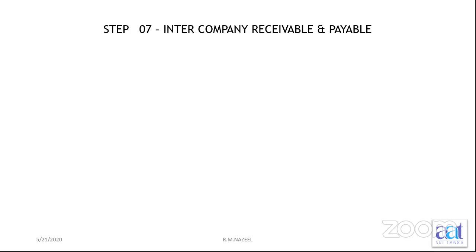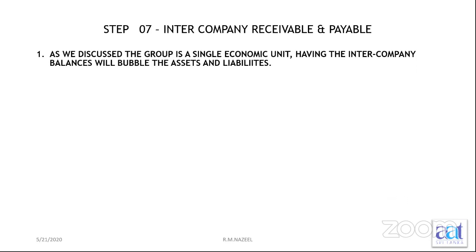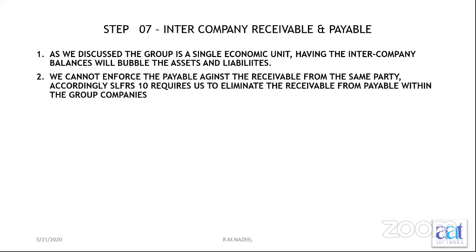So in consolidated accounts, when you prepare them, you don't have two entities. Without having two entities, you can't enforce the payment. That is the rule. As discussed, the group is a single economic unit. Having the intercompany balances, we will see a bubble of assets and liabilities. You have an asset, you have a liability, but you won't pay and receive. Individually you might, but in consolidation you can't enforce it because it's one company. We can't enforce the payable against the receivable from the same party, because it's the same party. No point in paying and receiving because the resources will not change.